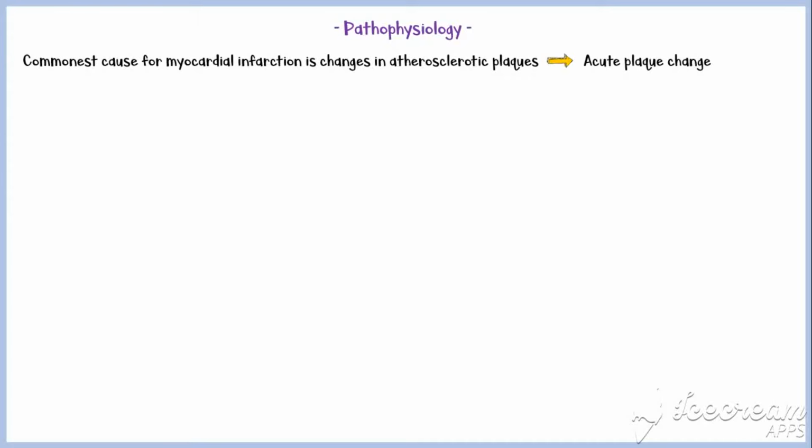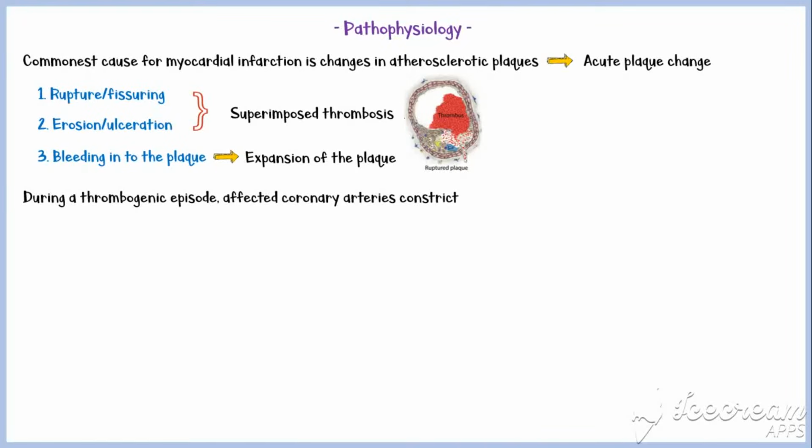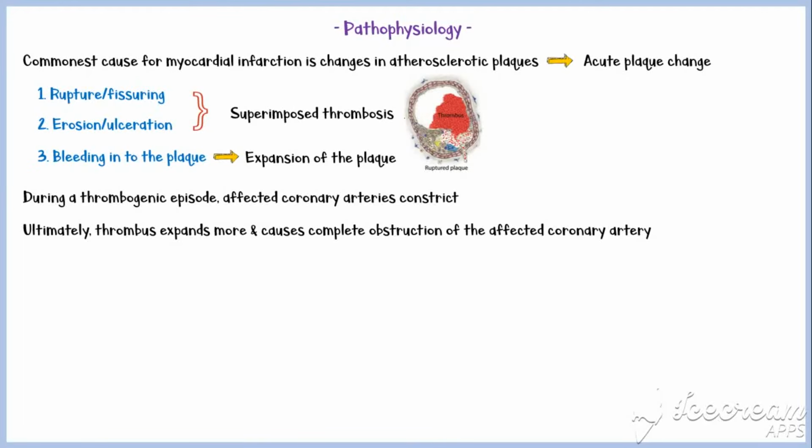Acute plaque change gives rise to one or more of the following manifestations: rupture or fissuring of the atherosclerotic plaque, or erosion or ulceration of the plaque, both of which give rise to superimposed thrombosis, or bleeding into the plaque, which may result in expansion of the plaque. As we already know from our physiology knowledge, during a thrombogenic episode, the affected arteries constrict. And the size of the thrombus increases due to the activation of coagulation cascade. So, ultimately the thrombus expands more and causes complete obstruction of the affected coronary artery.